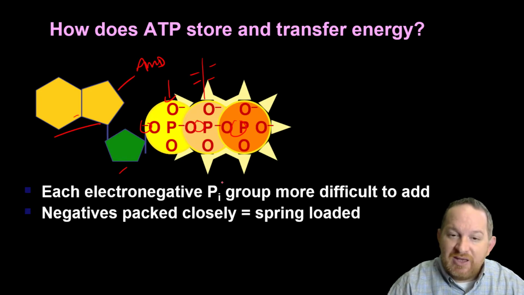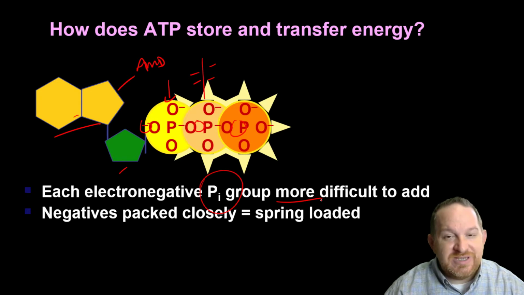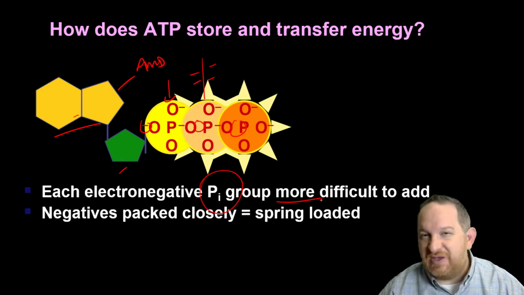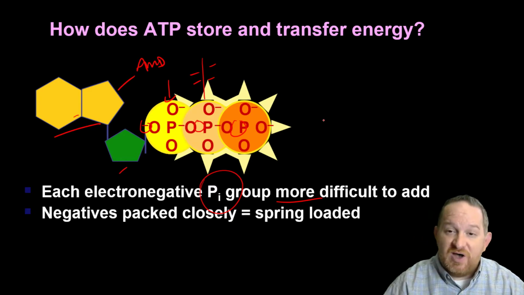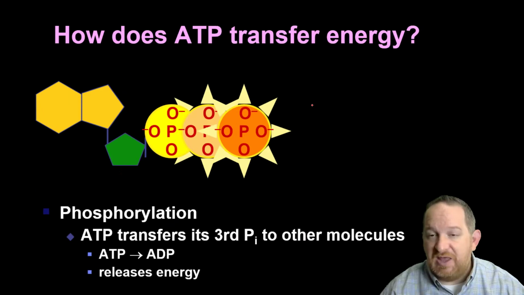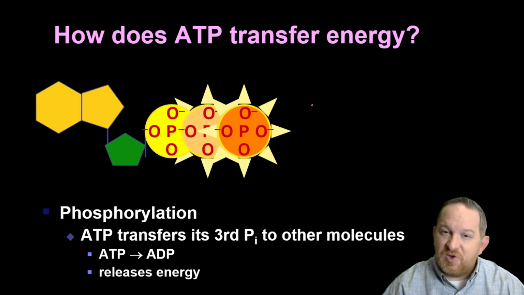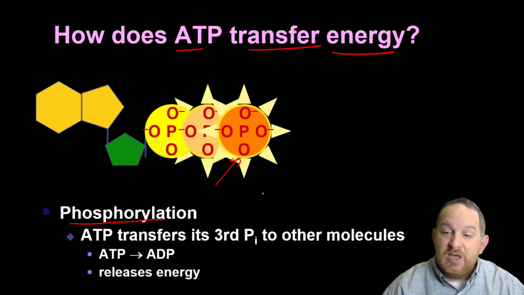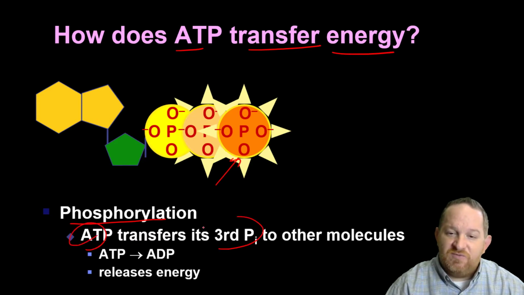These electronegative phosphate groups are difficult to add. So once they get added, they're essentially available to do a lot of work when the phosphate group leaves. So these negatives packed closely together, think of it like a spring. Once one of the phosphate groups flies off, you'll see that the energy is available. And that's exactly what I want to show you here. So how does the ATP transfer the energy? We call this phosphorylation, because a phosphate group is going to leave and go to another molecule. So ATP will take its third phosphate group and add it to another molecule.